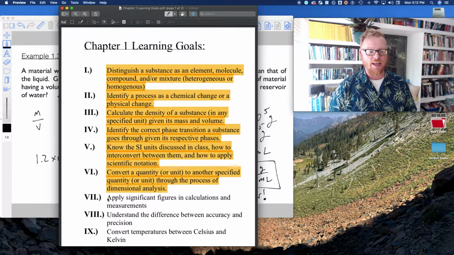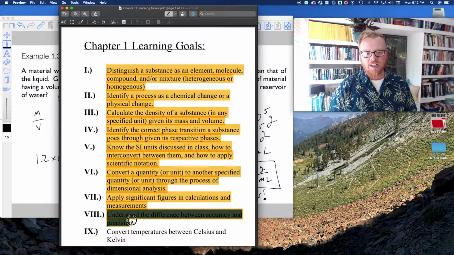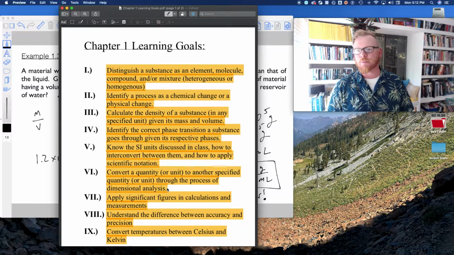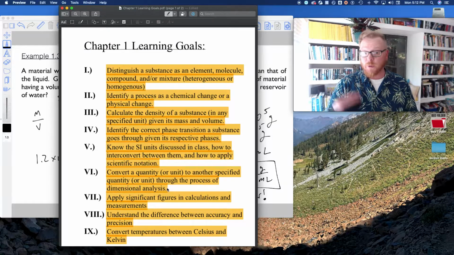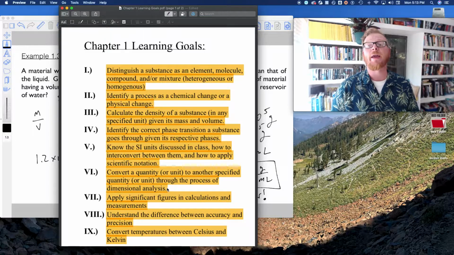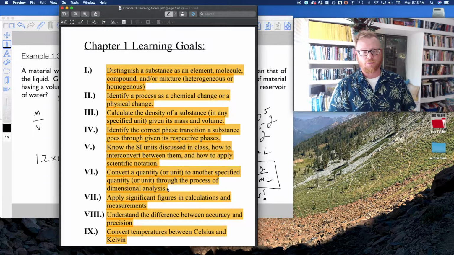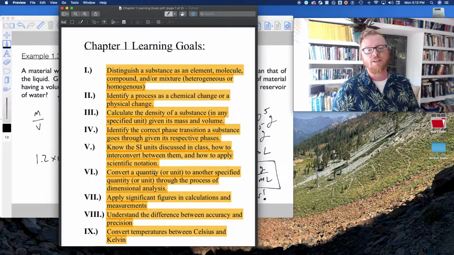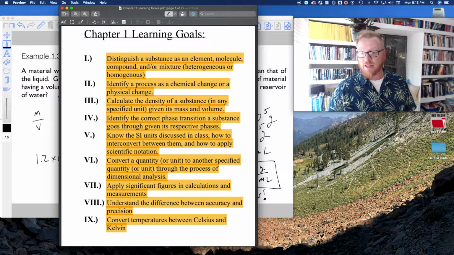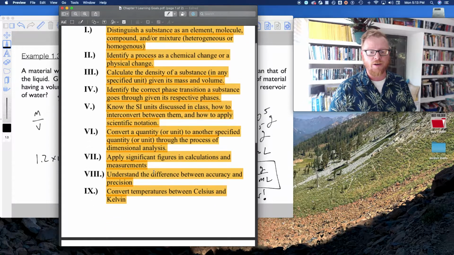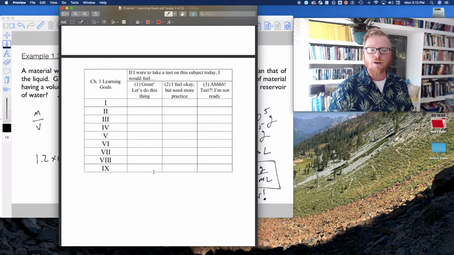Apply significant figures in calculations and measurements. We talked about that. We talked about the difference between accuracy and precision. And then finally, be able to convert between Celsius and Kelvin. I didn't give you an example, but you can see it's a pretty straightforward formula. So we got through all my learning goals. I want you to make sure that you feel okay about these learning goals. So as you're going through and watching these lectures, and you feel like maybe we just covered a point here, then check off how you're feeling in these categories, right?